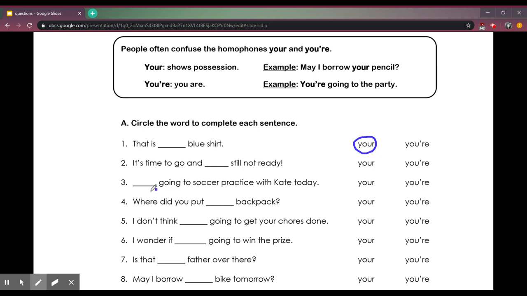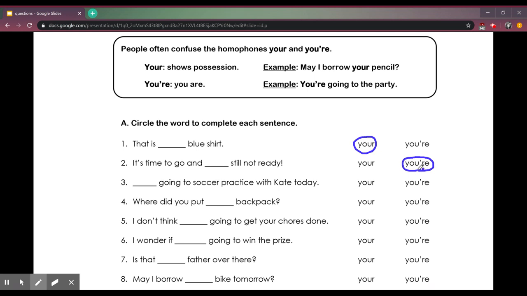And I'll do one more example. It's time to go and you're still not ready. Now if I can say you are in the blank and it works, I'm going to use the contraction. It's time to go and you are still not ready. That does make sense, which means nothing possessive is happening. I'm just simply shortening you and are into one word and just saying you're still not ready. So I'll use the contraction.